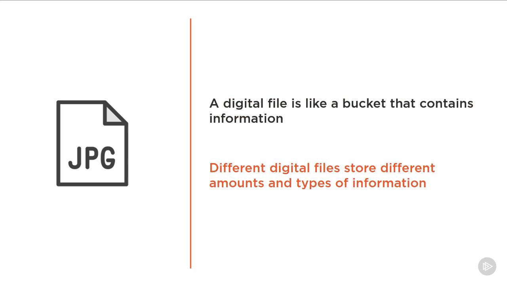So the type of information and how much of that information it can store is determined by what type of digital file that is. Going back to the example of a Word document, you're going to get completely different type of information in a Word document than you would in a JPEG image. So let's look at what the limitations are of a JPEG image.